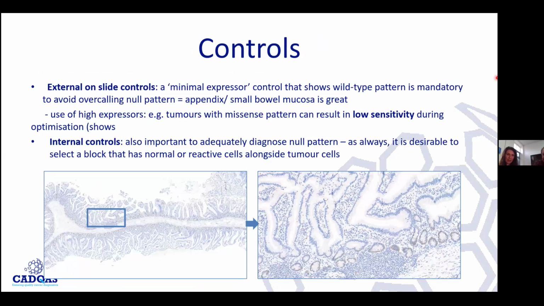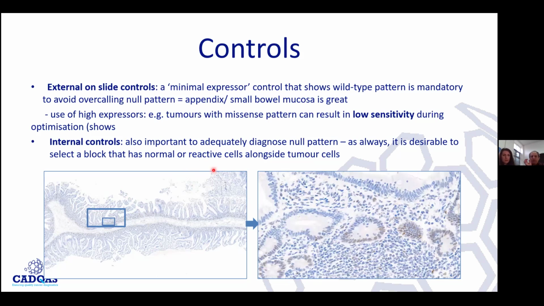Okay, that takes us to the importance of controls, and I want to go fairly quickly through this. The most important thing, and we were making this mistake in the past, is putting a very positive tumor with missense pattern. That can have very high levels of P53, and then our assay was under-optimized. So you can put a bit of small bowel, appendix, tonsil, whatever you like to do, but also make sure your internal controls, whatever stromal cells you have in the tissue, stain as well in the test. They should have some staining.